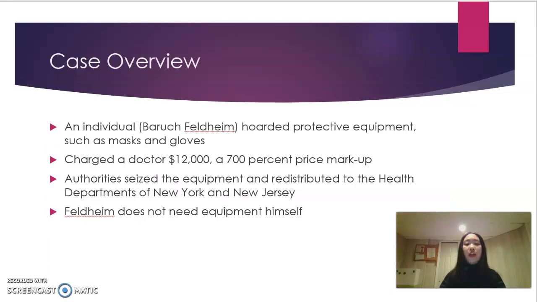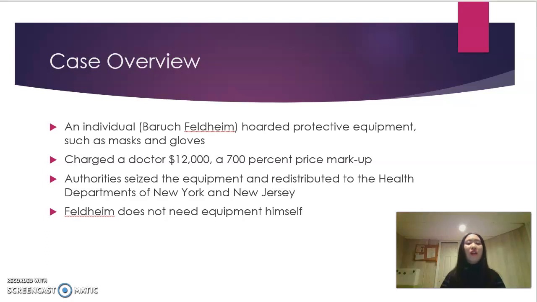In this case, an individual named Baruch Feldheim hoarded protective equipment, such as masks and gloves. He charged a doctor $12,000 for an order, which represents a 700% price markup. Authorities seized the equipment and redistributed it to the health departments of New York and New Jersey, which will eventually distribute it to people who are in need of the equipment, such as the essential workers.